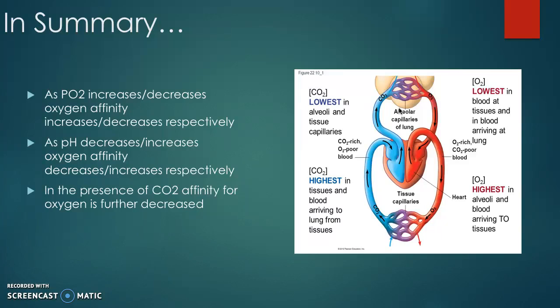So in summary, as partial pressures of oxygen increase or decrease, depending on whether you're in the lungs or in the capillaries, oxygen affinity will increase when you're in the lungs and you have that greater PO2, and will decrease respectively in the capillaries. And as pH decreases, oxygen affinity decreases. And then in the presence of CO2, affinity for oxygen is further decreased. And here's another little illustration of how that works in the body system.